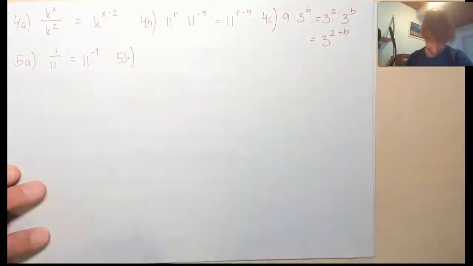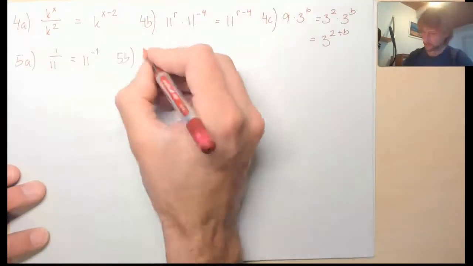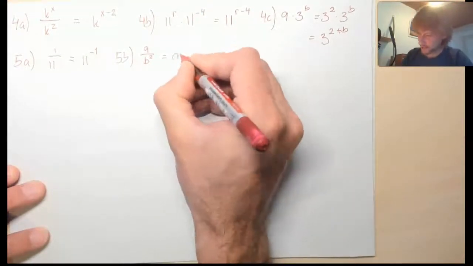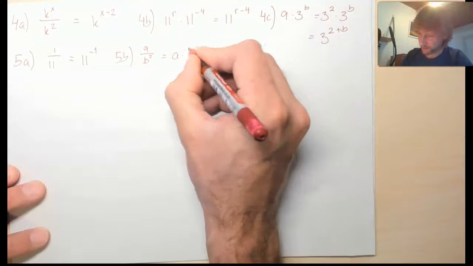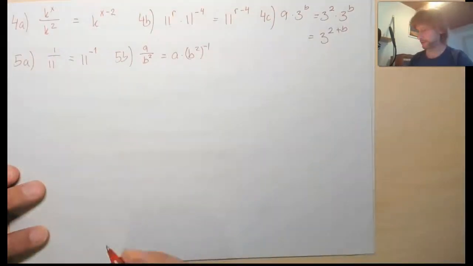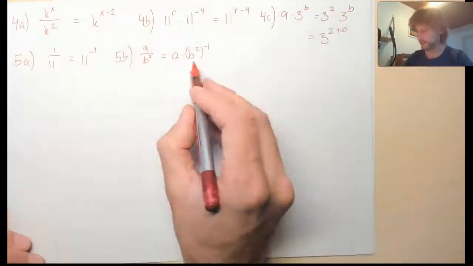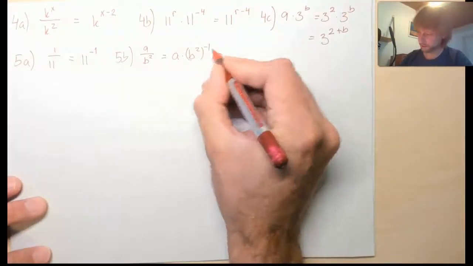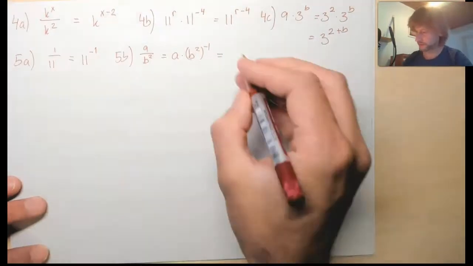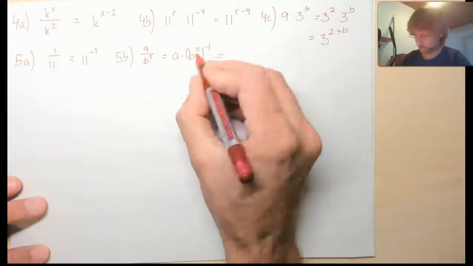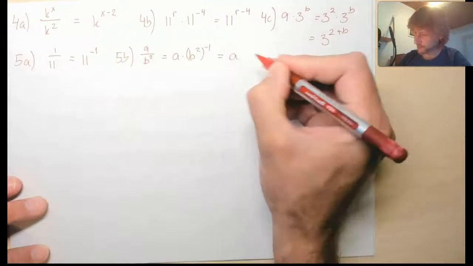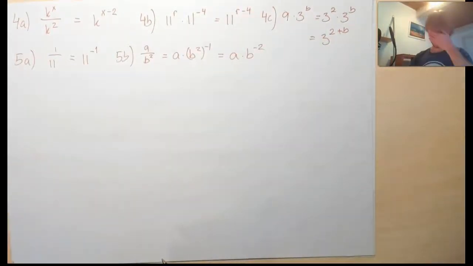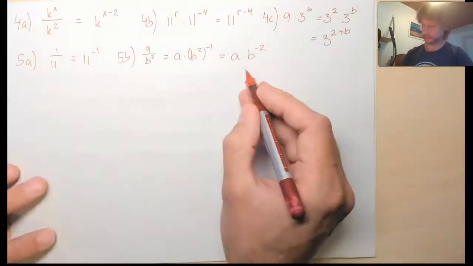5b, a over b squared is the same as a multiplied with b squared reciprocal. That's actually what division is. You multiply with the reciprocal, and then we can multiply the powers, because this is subsequent powers. So we can multiply the exponents, and that becomes a multiplied with b to the minus 2. That's what a negative exponent means.